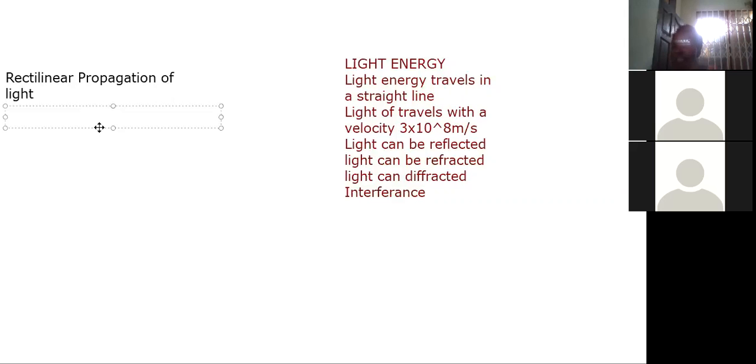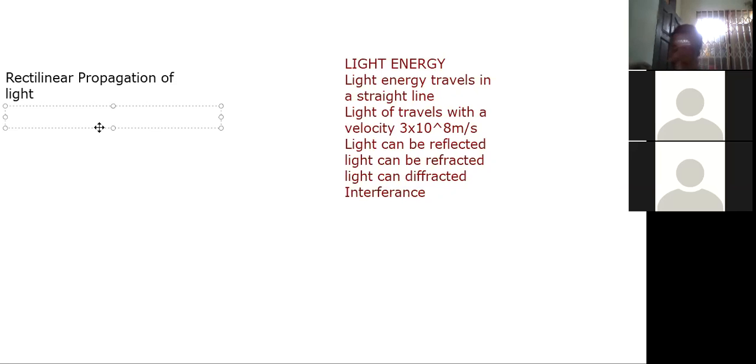So after this experiment, we conclude that indeed light travels in a straight line. In an examination, they can even tell you to write an experiment to demonstrate that light travels in a straight line. It can be in integrated science, and you should be able to write it using the cardboard experiment. I hope I've made myself clear. So light travels in a straight line, but not in a curved line.